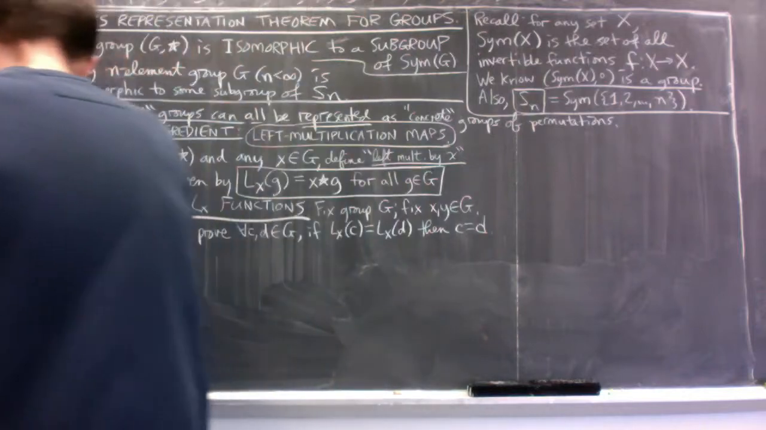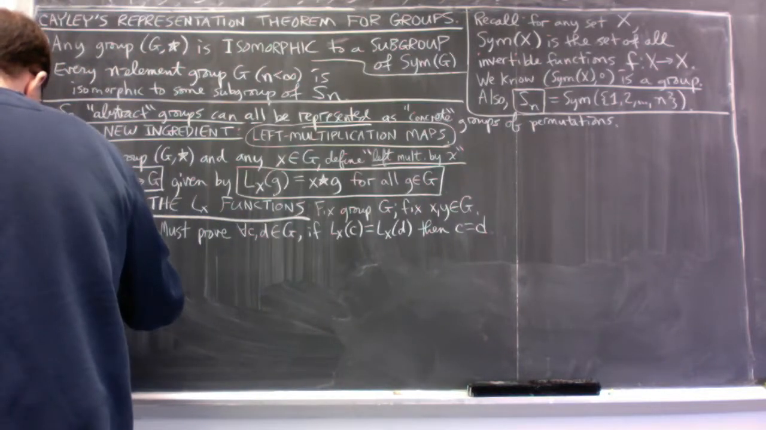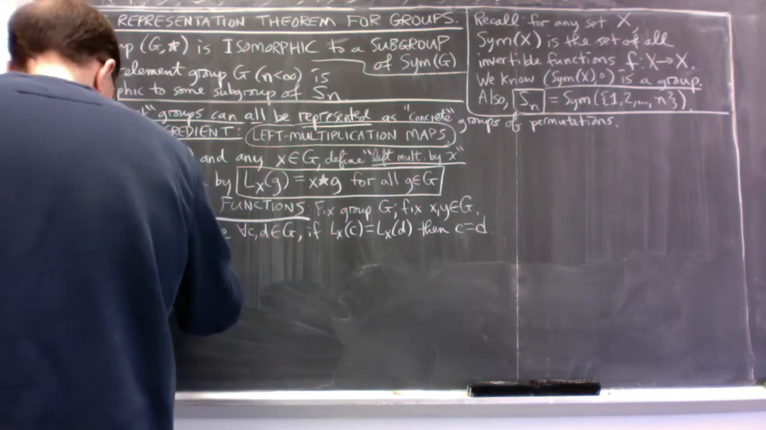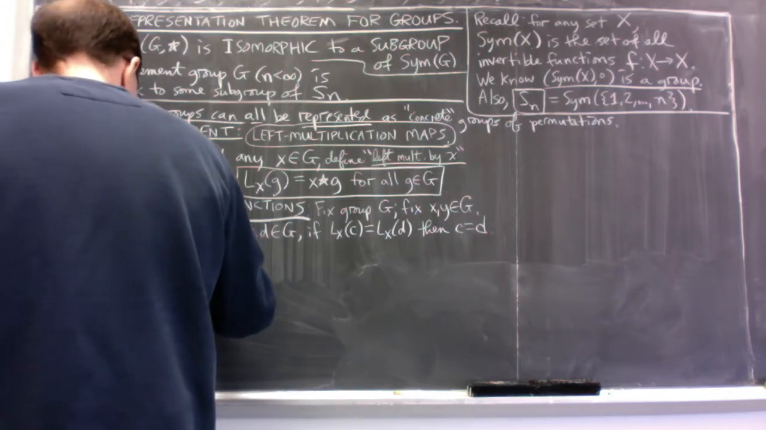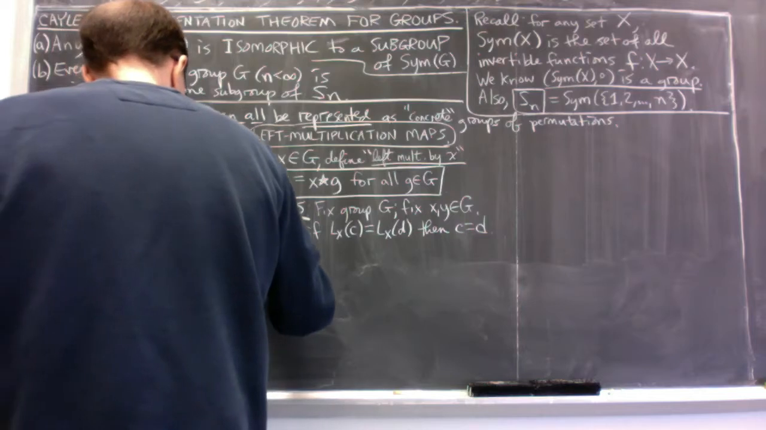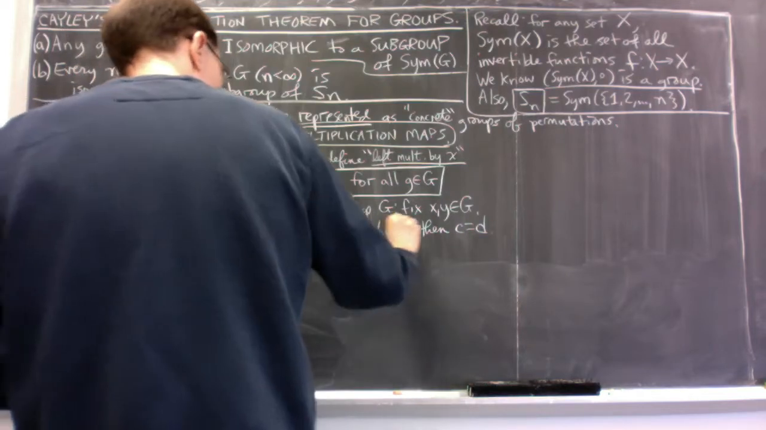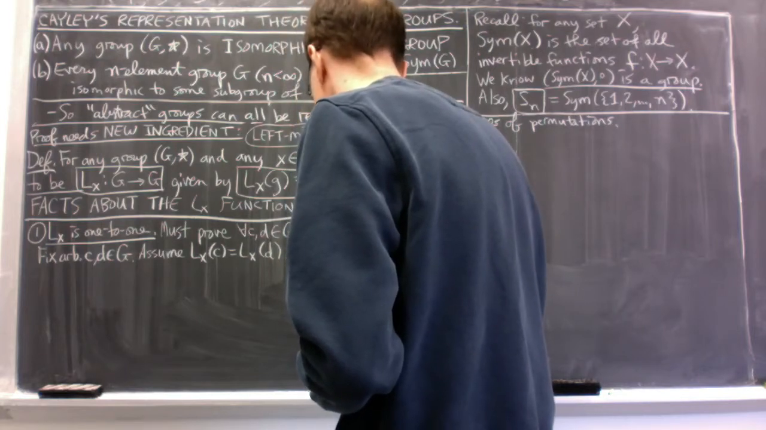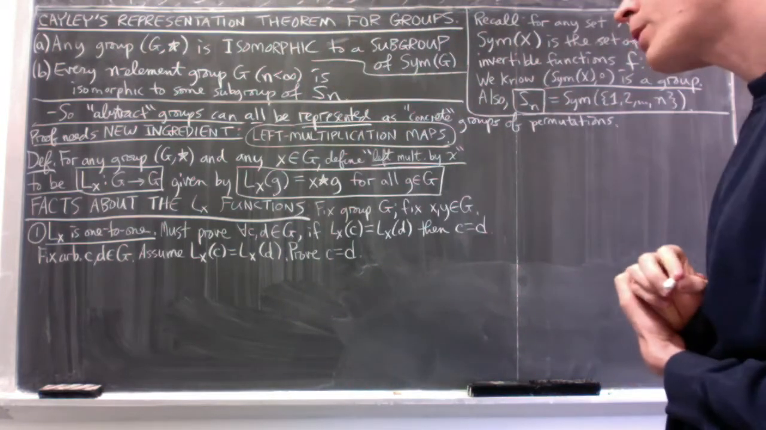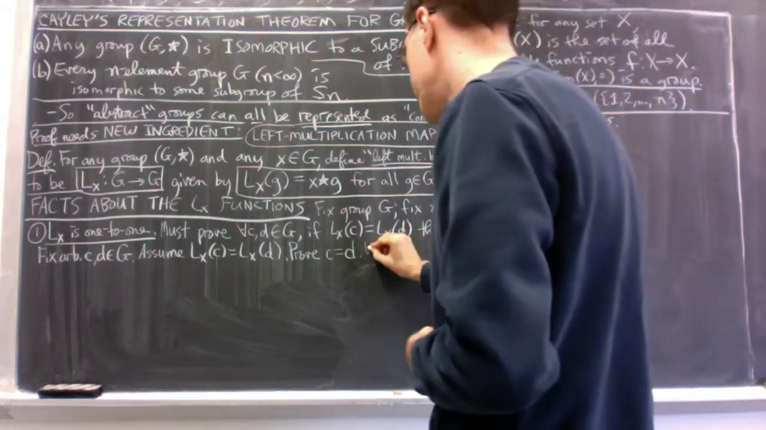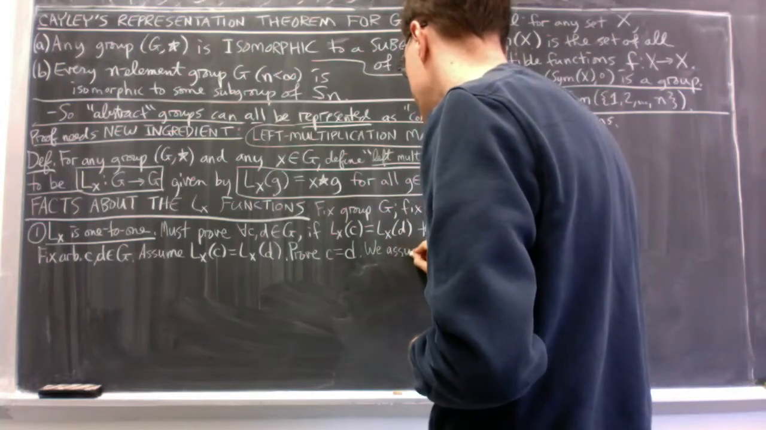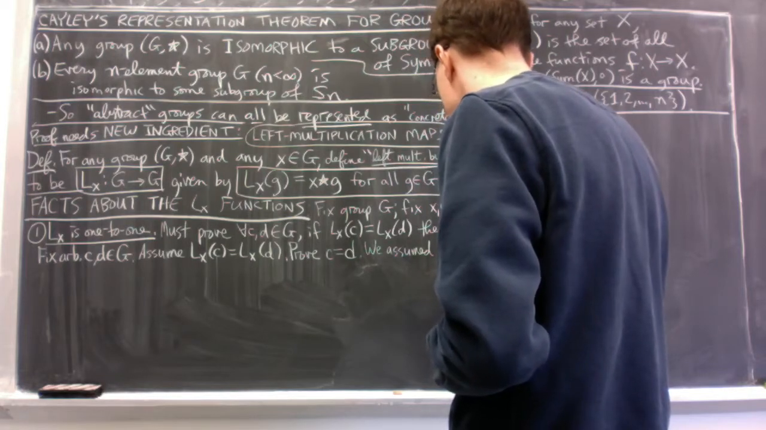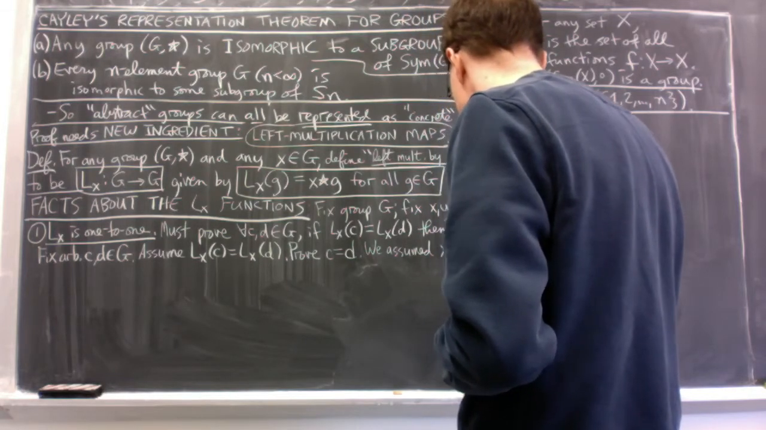So let's fix an arbitrary C, D in G. Let's crank through the proof templates here. For the if statement, let's assume Lx of C is equal to Lx of D, and give a direct proof. Then let's try to prove that C equals D. Well, what did we assume? Using the formula we have for Lx, we assumed that x star C is equal to x star D.